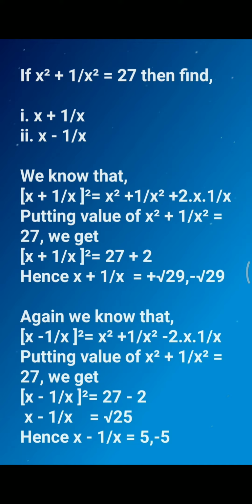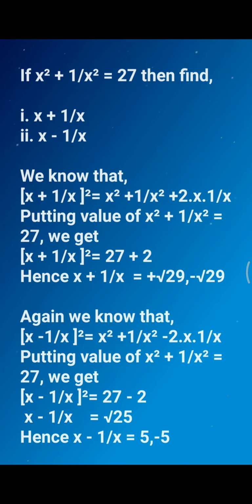This happens because when we transpose the square to the right hand side, it goes to square root the addition of 27 plus 2, which is 29. We write positive and negative both, because if you multiply plus root 29 with plus root 29, you get the answer 29, and the same thing happens for minus root 29 multiplied by minus root 29. We still get an answer 29.